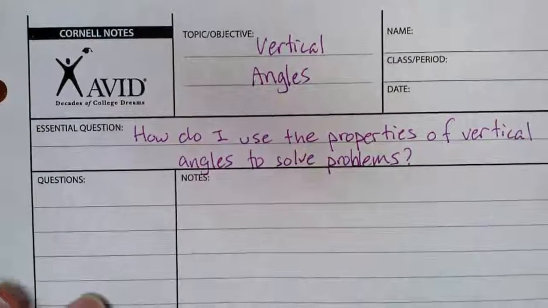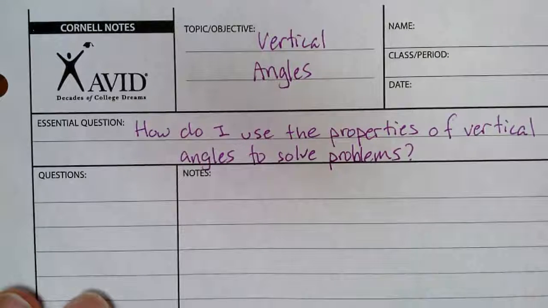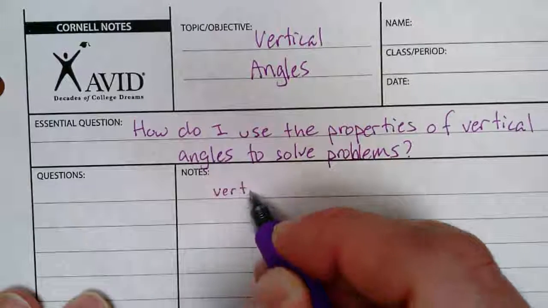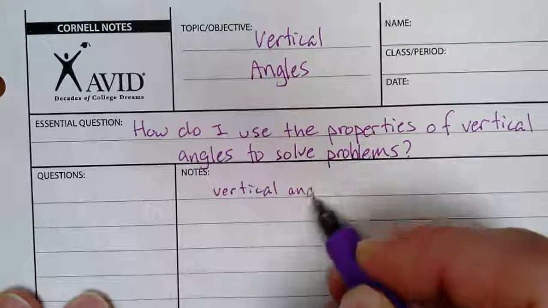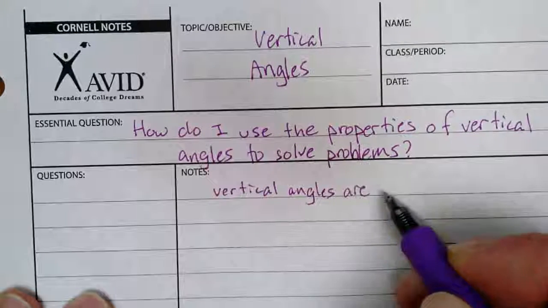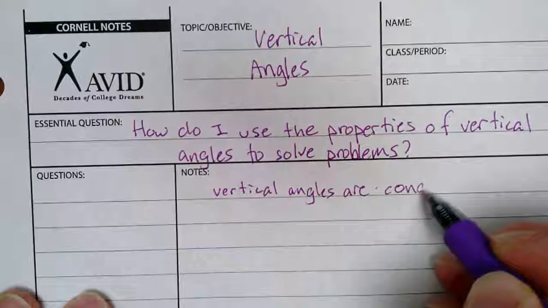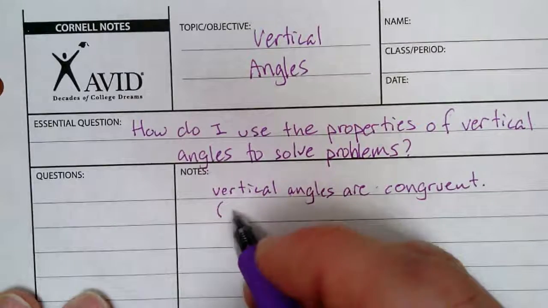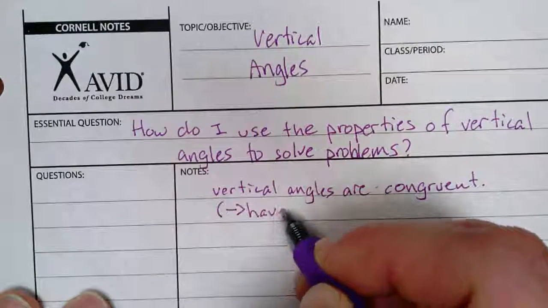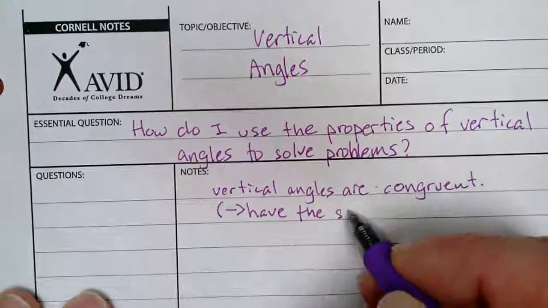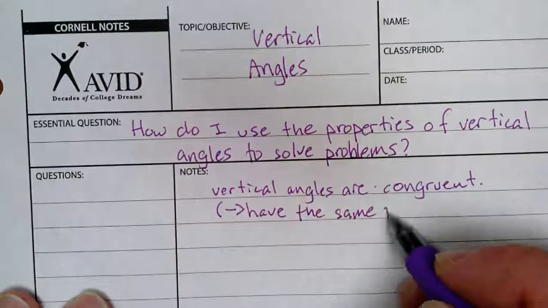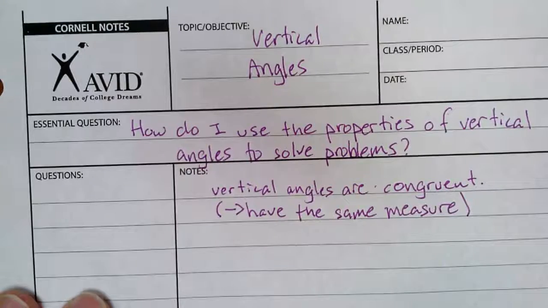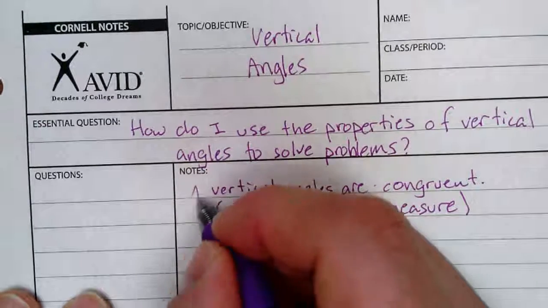Now, as you will recall, vertical angles have the same measure. We talked about this before. Let's make a quick note of that. Vertical angles are congruent, which means they have the same measure. Okay. So that's our number one property there, star.